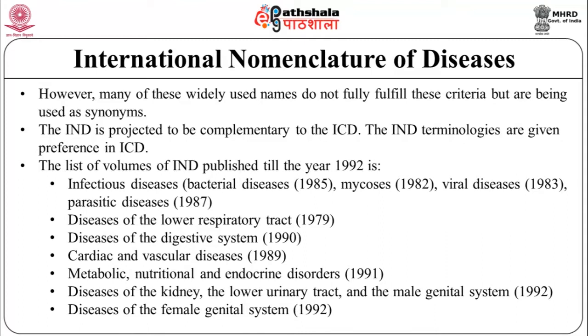The list of volumes of INT published till the year 1992 is infectious diseases, bacterial diseases in 1985, mycosis 1982, viral diseases 1983, parasitic diseases 1987, diseases of the lower respiratory tract in 1979, diseases of the digestive system 1990, cardiac and vascular diseases 1989, metabolic, nutritional and endocrine disorders 1991, diseases of the kidney, the lower urinary tract and the male genital system 1992, diseases of the female genital system 1992.